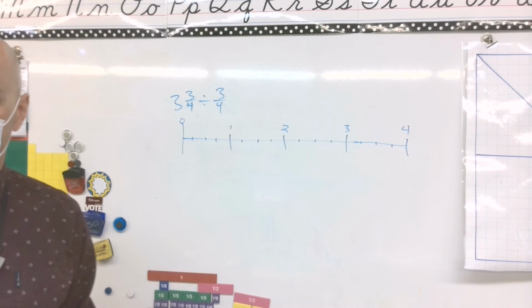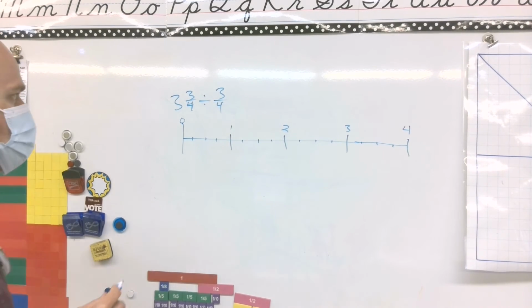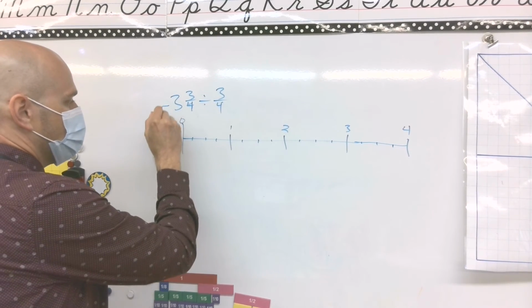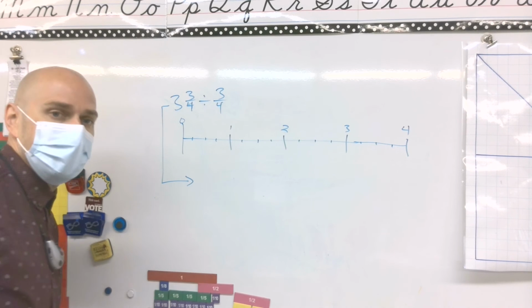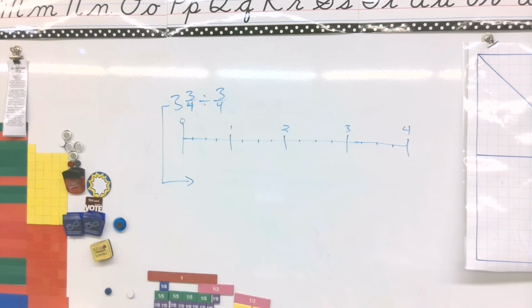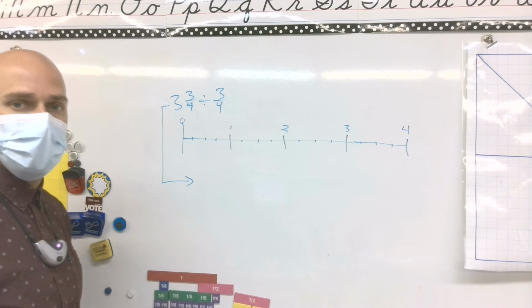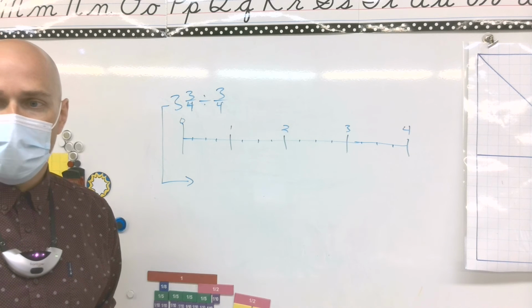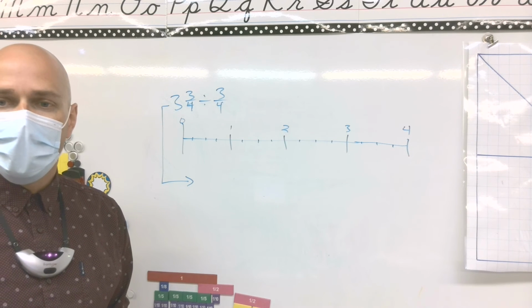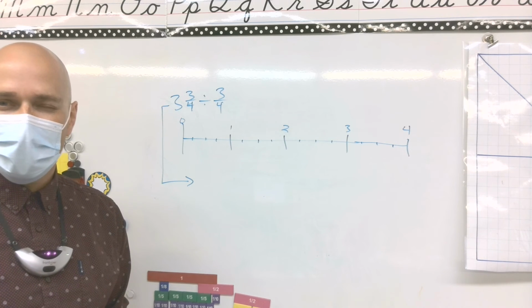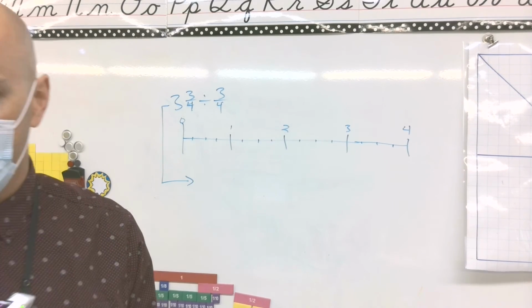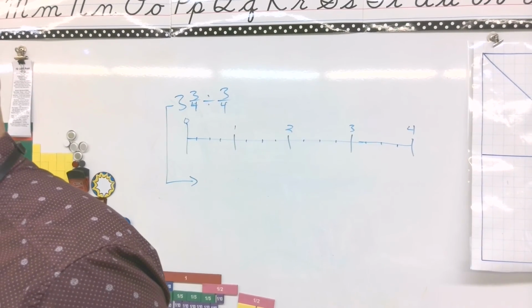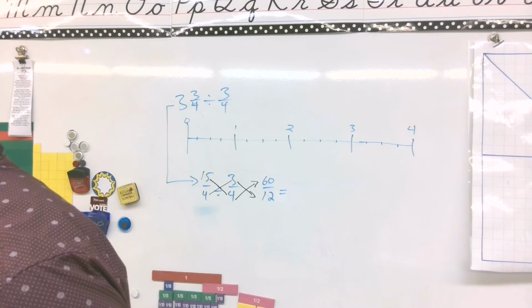Okay, so your challenge, you're going to fill in this number line. Then you're going to do it symbolically. And that means you've got to change that fraction to an improper fraction. Then you can either do the flip or the crisscross. And then you're going to see if it looks like your estimate from your number line. So I'm going to pause the video while our students get that together.